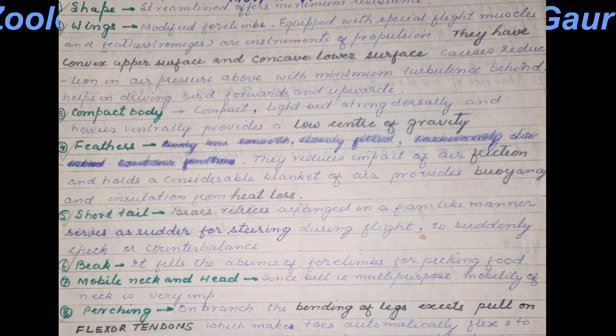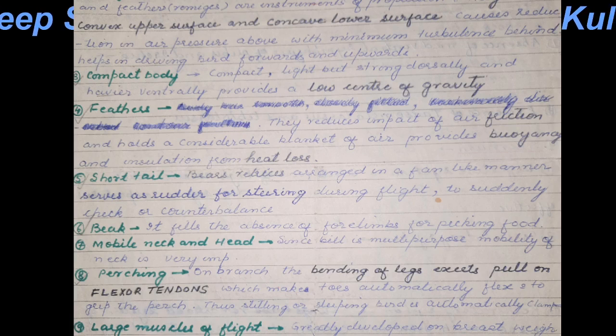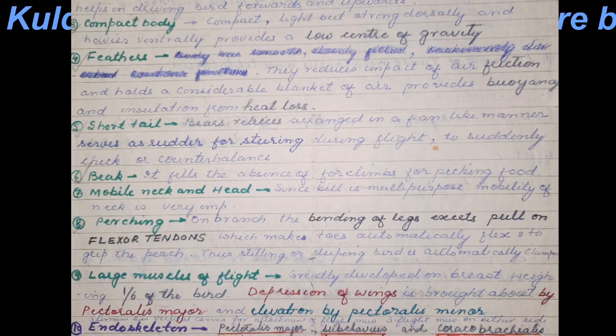Short tail, which acts as a rudder for steering. Then they have a beak, which is meant for picking up food, and they have a very mobile neck and head. One important mechanism bestowed by God to the birds is the perching mechanism, that they clasp the branches in such a manner that even while sleeping they don't fall down.